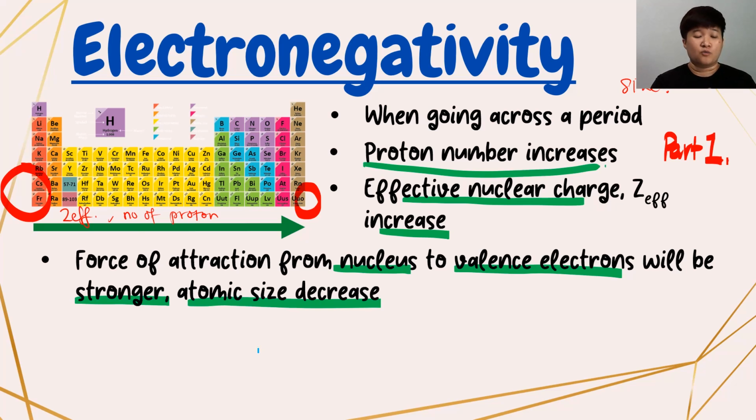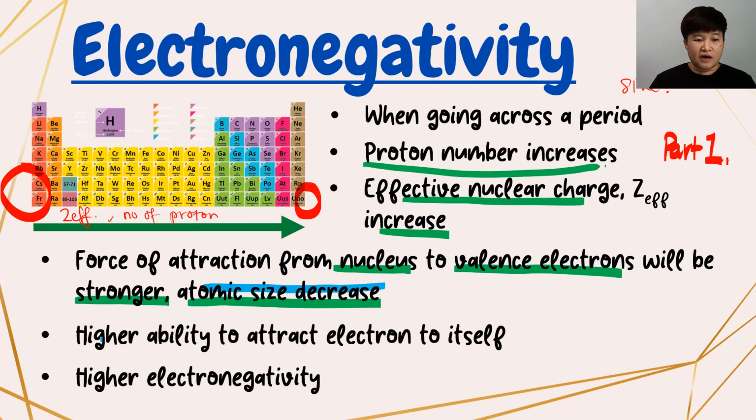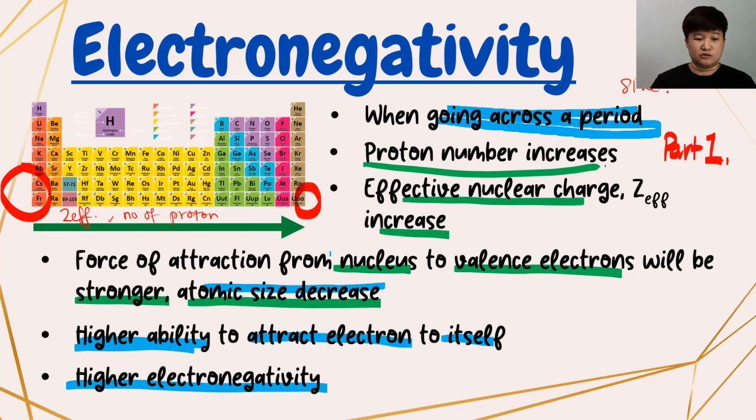So let's see. When the size is decreased over here, we will have a higher ability to attract electron to itself because it's closer. So the distance between the nucleus and the outermost electron is smaller. So the force of attraction is stronger. The outside electron is easier to go in. Therefore, you have a higher ability to attract electron, and as a result, you have a higher electronegativity. That's why when you are moving across a period, you will have a higher electronegativity.